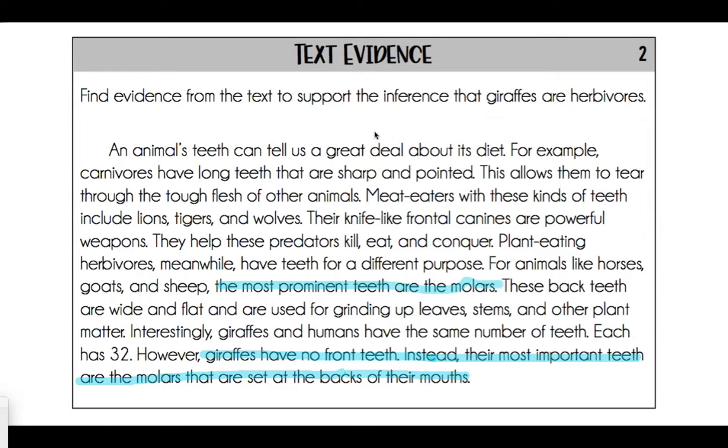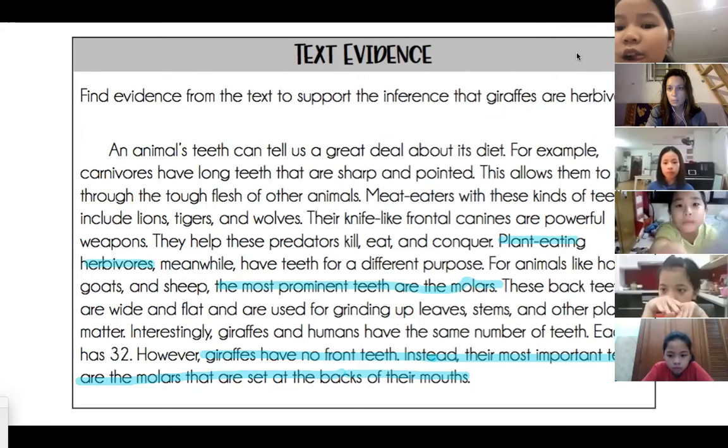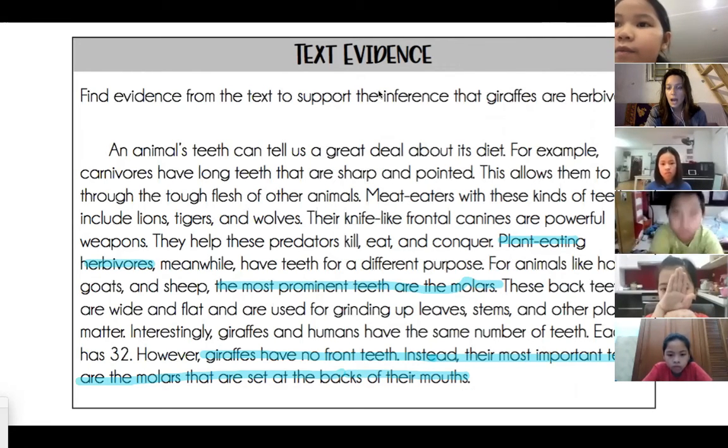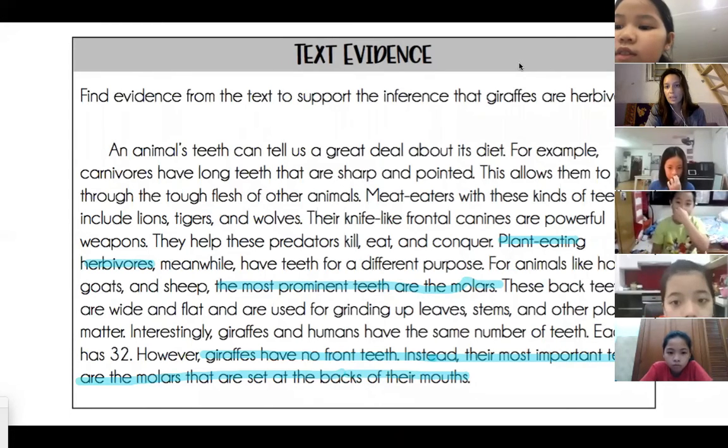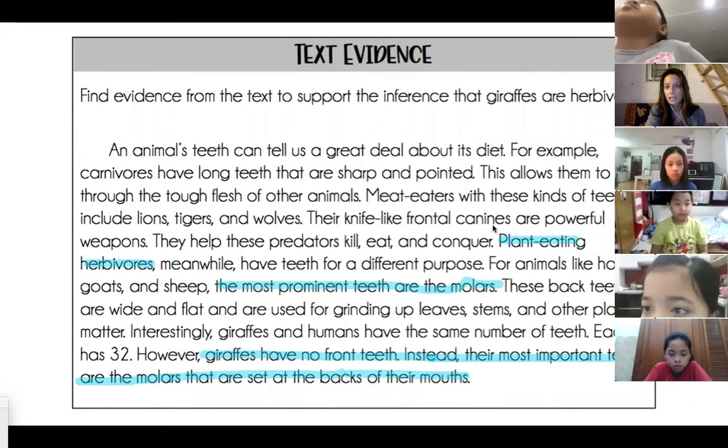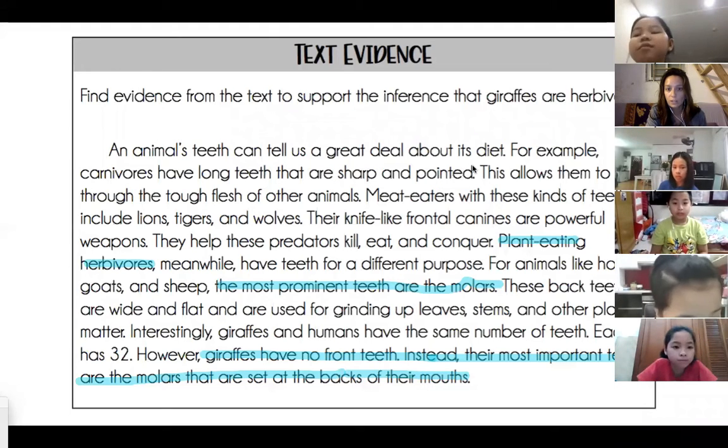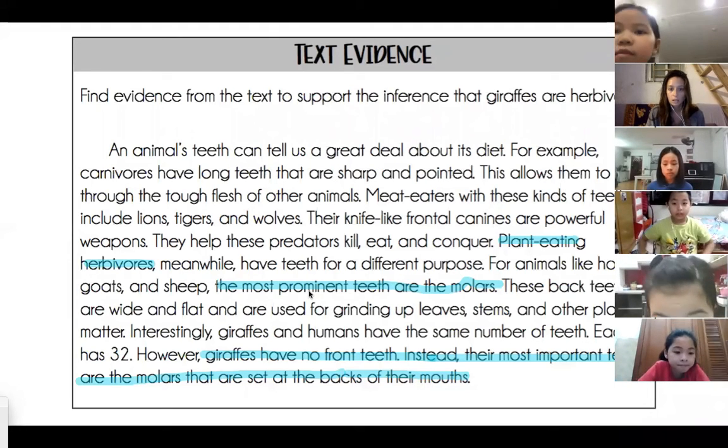For what kinds of animals, Lily? For plant-eating herbivores. Okay, good job. So now we've highlighted the text that supports the inference. Now, how can we take these highlighted words and come up with a sentence that tells that giraffes are herbivores? Remember, we need to use one of our sentence starters.